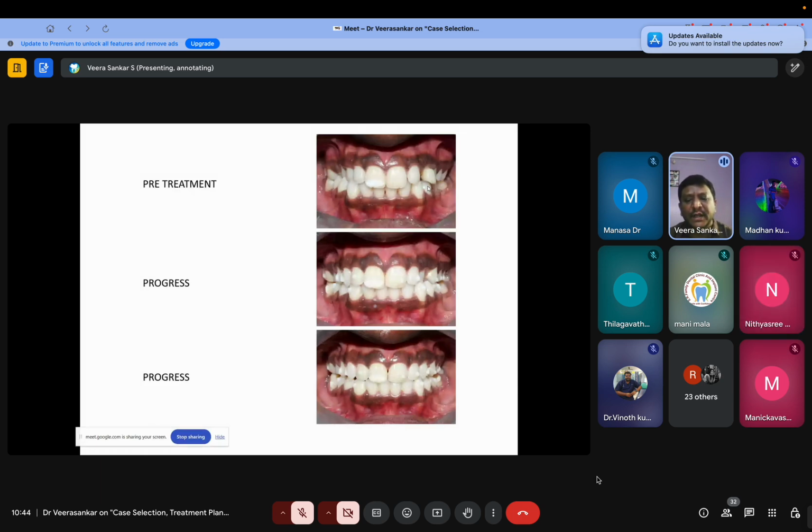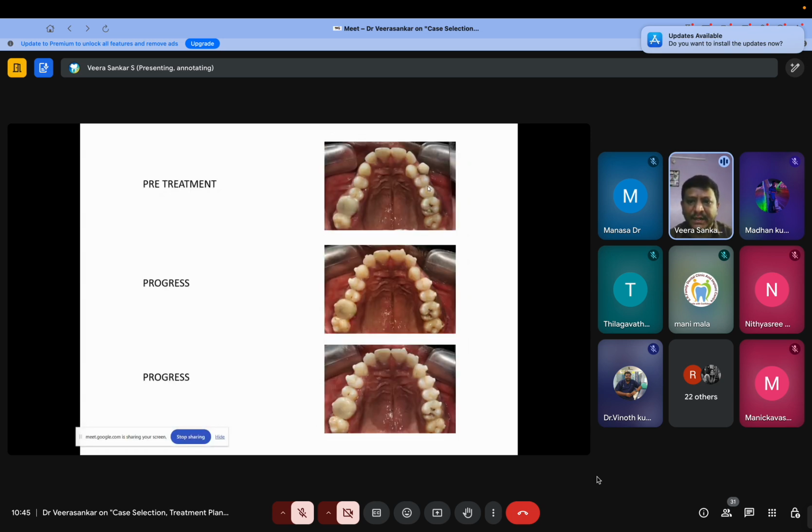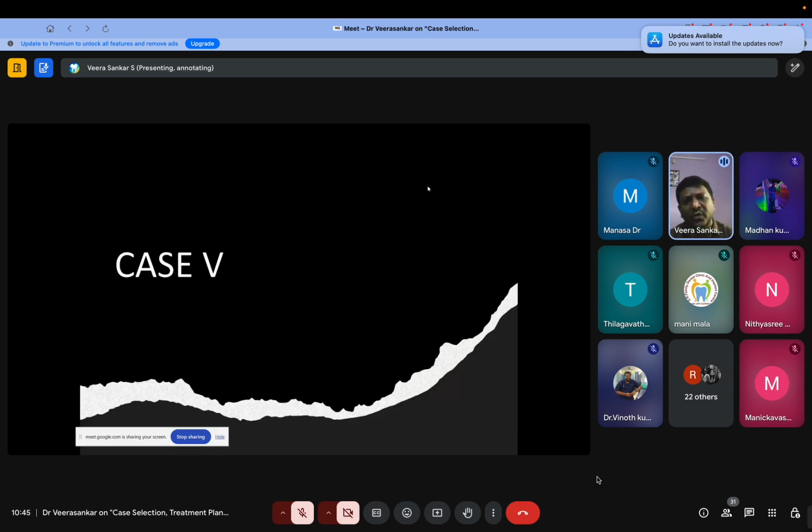Whereas when it comes to aligners, these bite ramps, everything was incorporated inside the aligners, which could effectively move the teeth. At the same time, the patient's quality of life was not affected, without any functional disturbance or patient disturbance. The patient is really happy about the treatment, and it is an ongoing case.